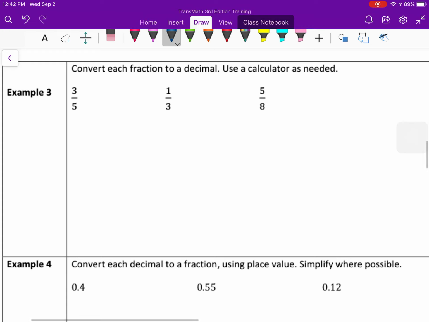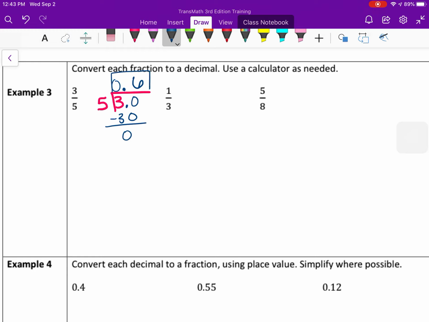All right, how to convert a fraction to a decimal, and we can use a calculator as needed. I'm going to show you how to do it by hand, and then I'll show you how to enter it in the calculator to check as well. 3/5: to convert this fraction to a decimal, you take 3 divided by 5. Now, how many times does 5 fit into 3? It doesn't, 0 times. So now we need to add a decimal point and a 0. We move that decimal straight up. How many times does 5 fit into 30? It fits in 6 times. 5 times 6 is 30. If I subtract, I get a remainder of 0. So 3/5 is the decimal 0.6.